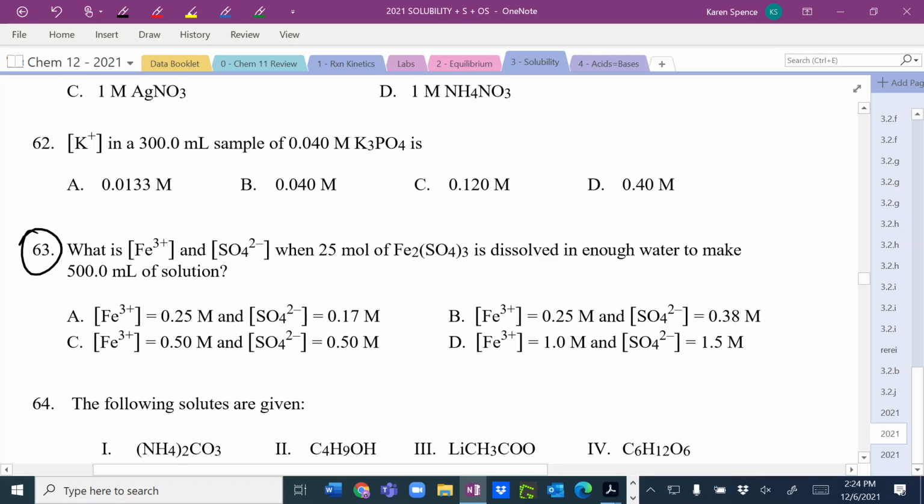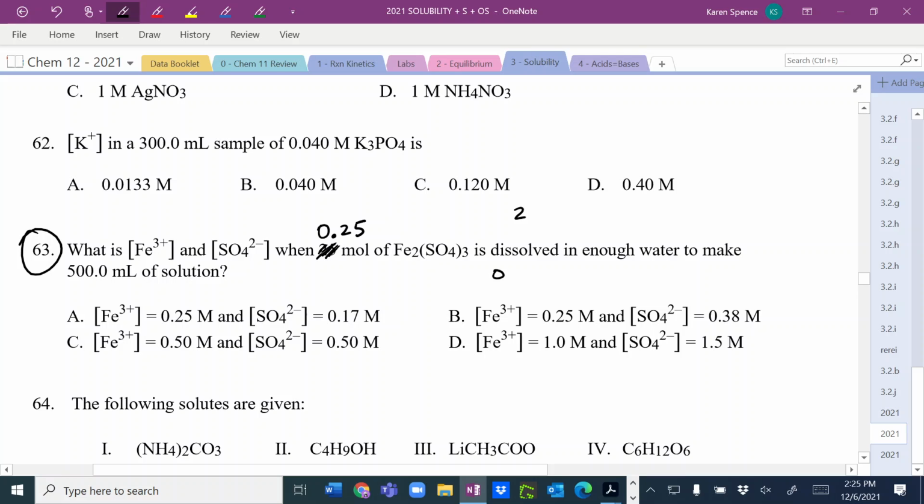What is the concentration of iron and sulfate when we have 25? Ooh, I know what's wrong here. That's not going to be 25 moles. That's a huge quantity. Yes? It's going to be maybe 0.25. Let's try 0.25 in 500. 0.25 divided by 0.5 is, yeah, no, not even that. Yeah, maybe, yeah. So this should be 0.25. So that's the problem there, but let's work with it now.